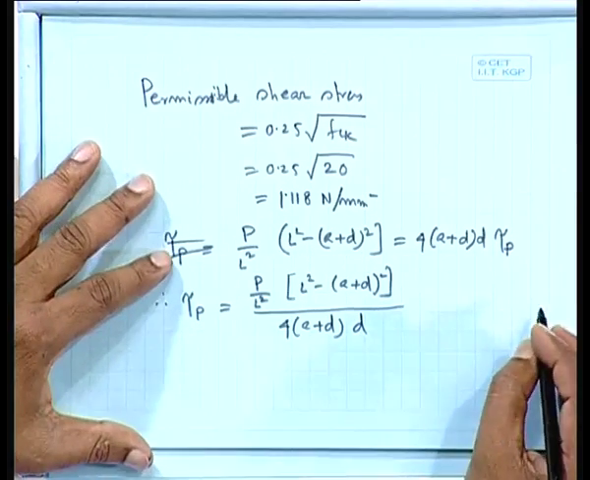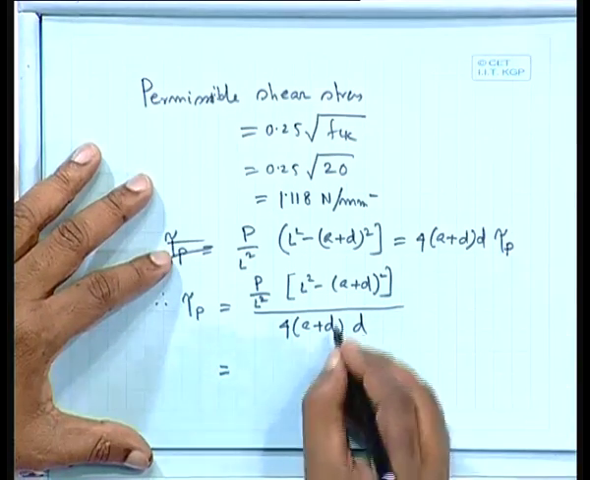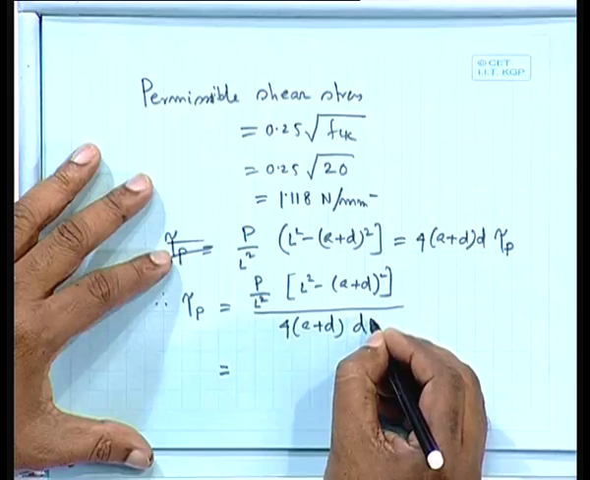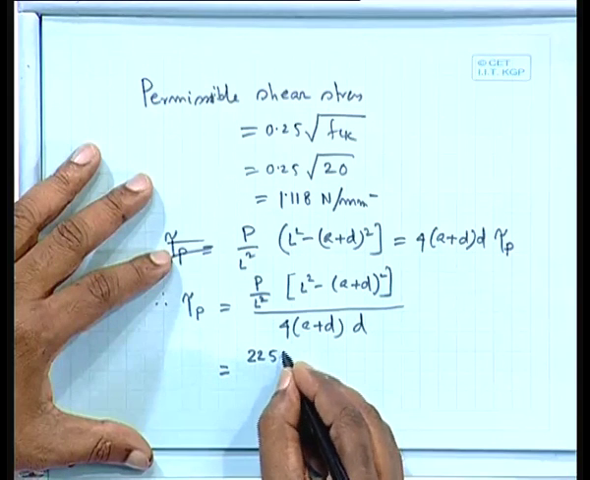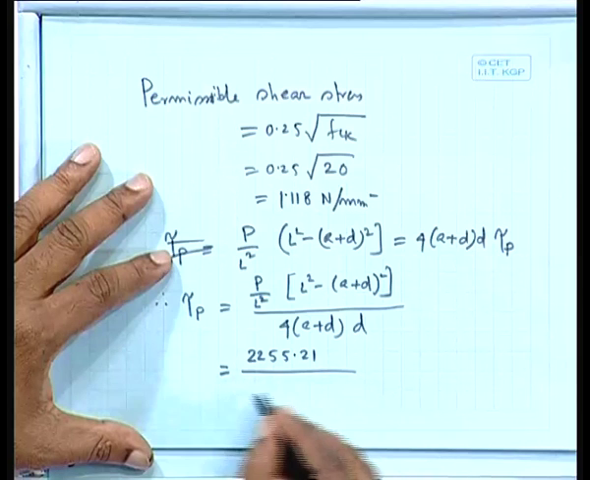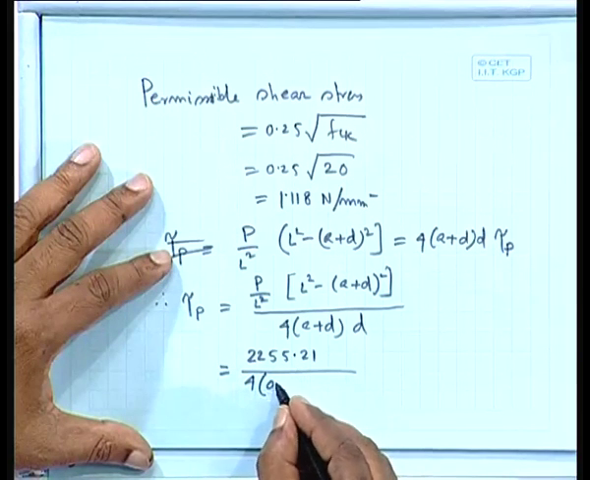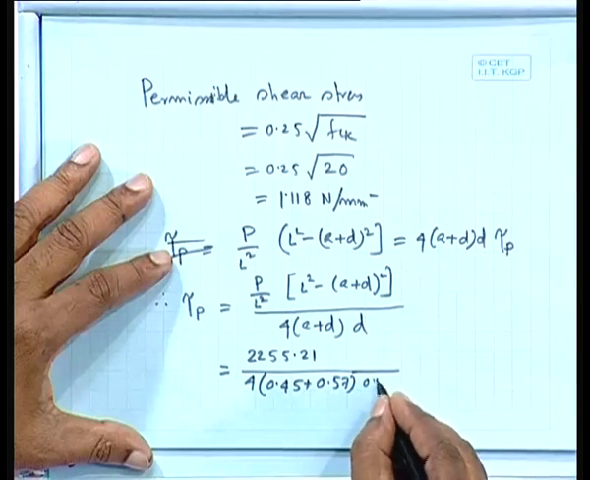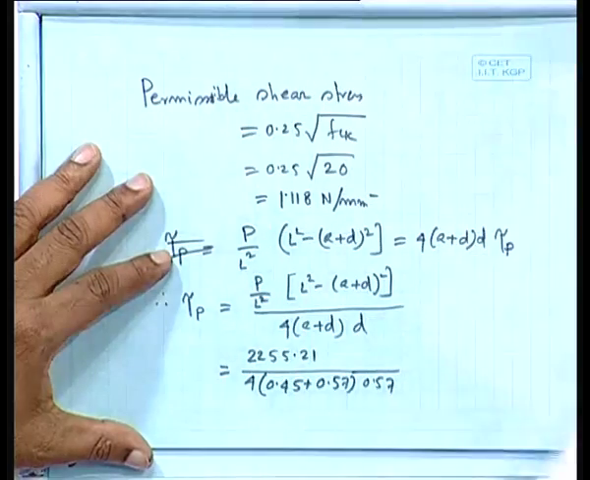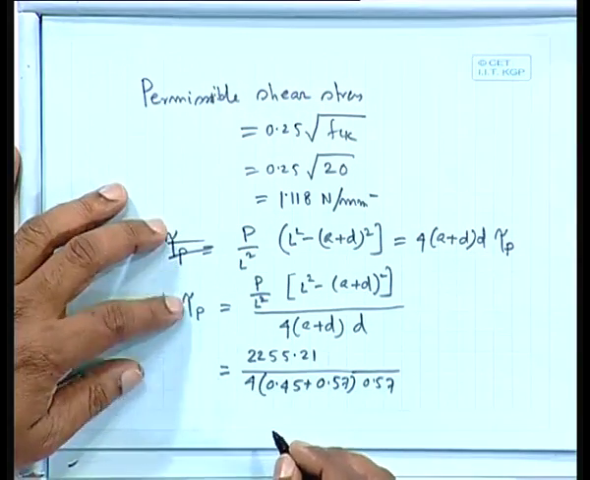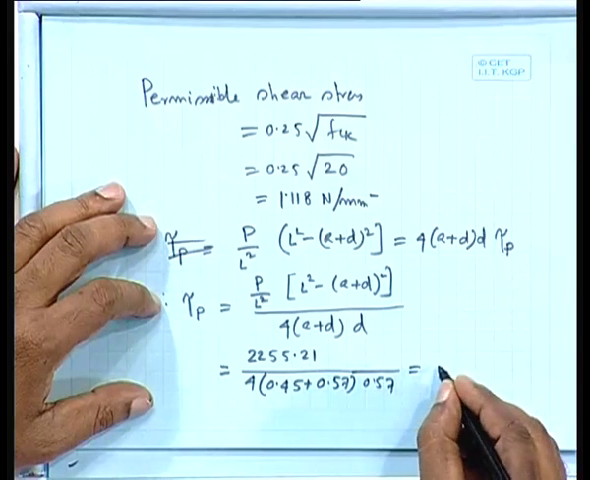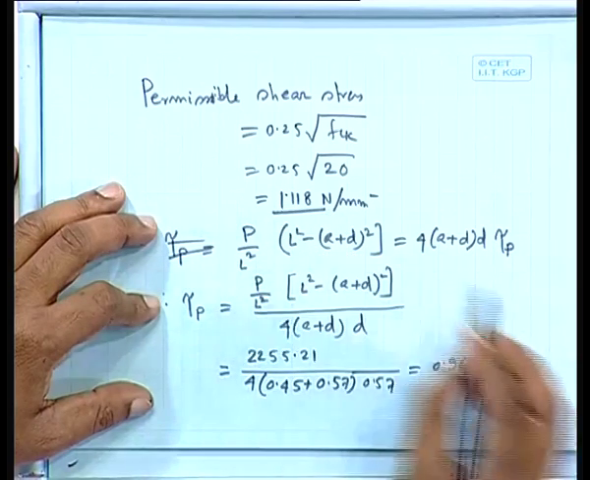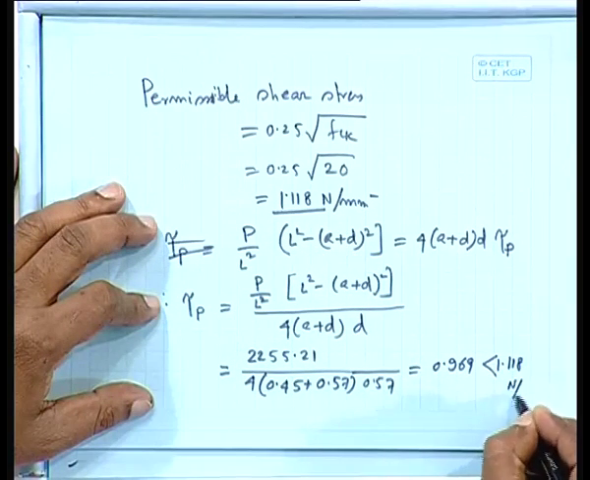So, we can write down here as P by L square, this part already you have done, that is your shear force, which is coming as 2255.21 divided by 4 times (A is 0.45, D is 0.57) times 0.57. So, we can find out tau p, that is equal to 0.969, less than 1.118 Newton per square millimeter.